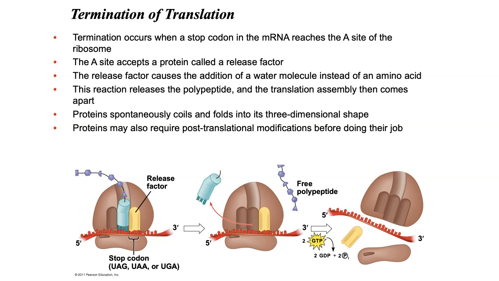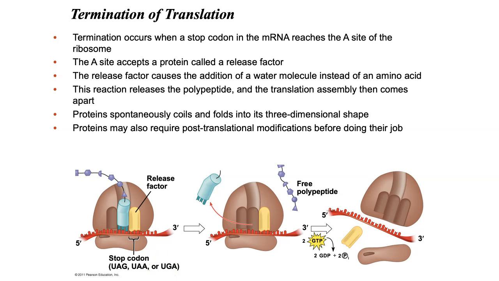And then finally, we are going to terminate our translation. So this is the third stage, termination. Termination occurs when the ribosome finds that stop codon. Remember, we have 3 stop codons. They are listed here for you: UAG, UAA, and UGA.